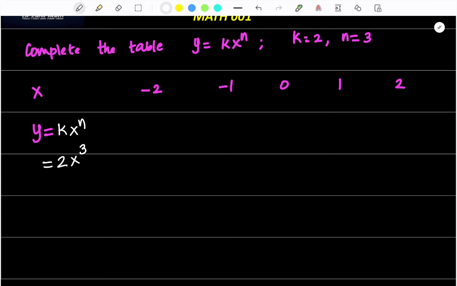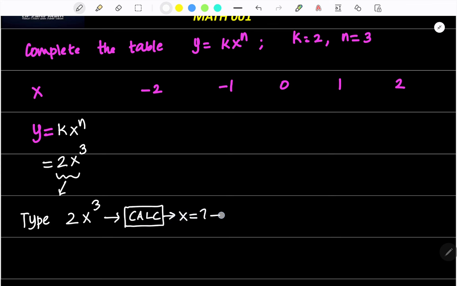Now I'll give you a simple step. Type this equation in the calculator: 2x to the power 3. Let me do shift 9 3 restart. So 2 alpha x power 3, and then press the calc key. You know the calc key? The calculator will ask you x question mark. Give minus 2 and press equal. You will get minus 16.